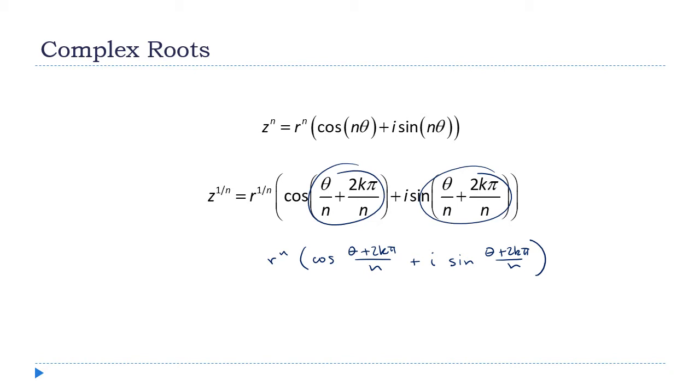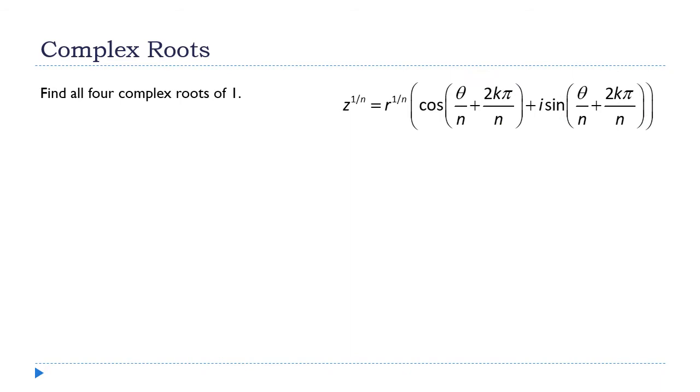So in practice, you're just going to keep adding. You're going to do 2 pi over n, 4 pi over n, 6 pi over n. You let k be 1, 2, 3, 4, and so on, until the thing that you're adding makes it up to 2 pi. As soon as it makes it up to 2 pi, then you're starting to repeat.